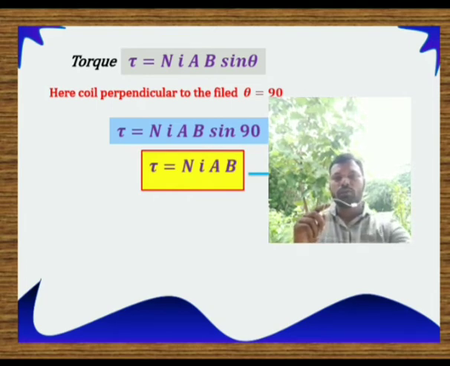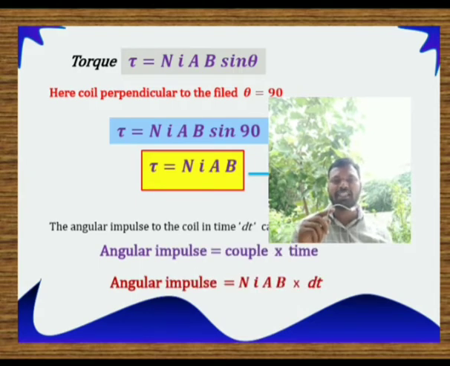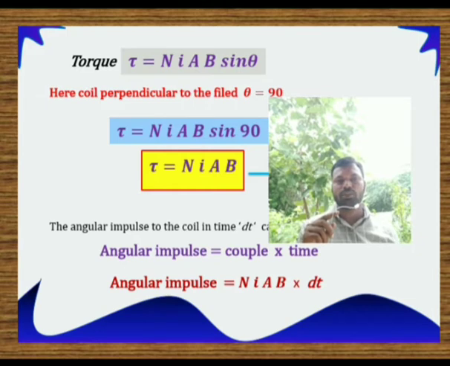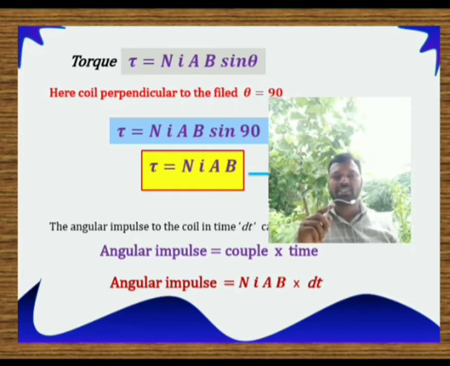Now we will find out the angular impulse. What do we mean by angular impulse? It is nothing but the change in angular momentum. If angular momentum is J, then dJ by dt is equal to tau, that is the couple. Tau is the couple. So from that equation we can write angular impulse, or dJ, equal to couple into time. Angular impulse is equal to couple, that means torque, how much?